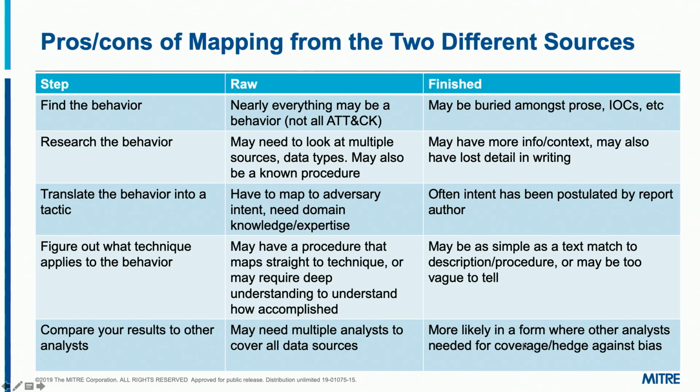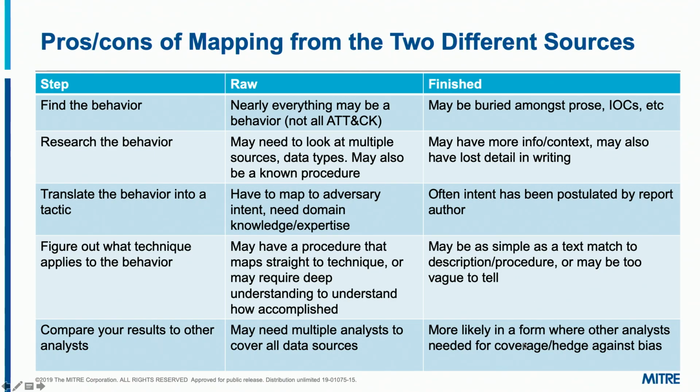In finding what technique applies to the behavior, if we've already found a procedure that goes straight to a technique, this might be really quick. Or it might actually require deep understanding of the specific data type in order to understand really how that activity was accomplished. In the case of a finished report, it might be as simple as a text match with something that we've already mapped in ATT&CK, or a procedure that's already in ATT&CK, but also too much detail might have been lost in order to tell what technique it is.